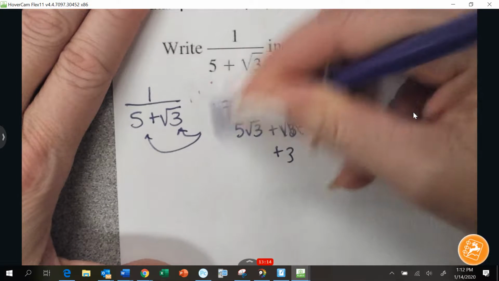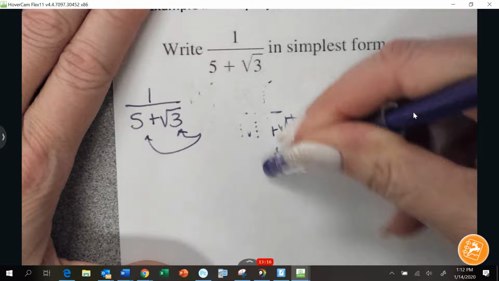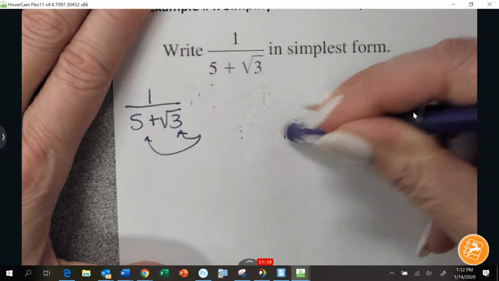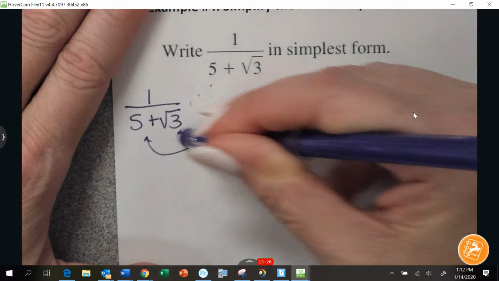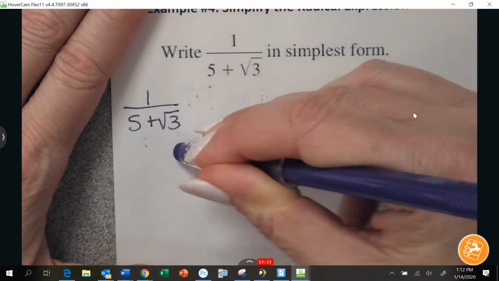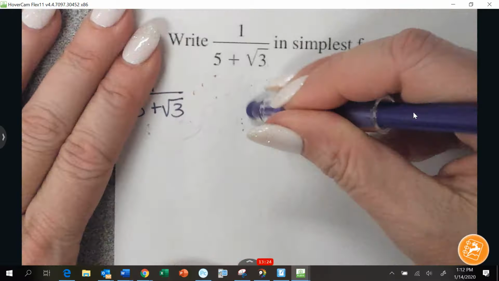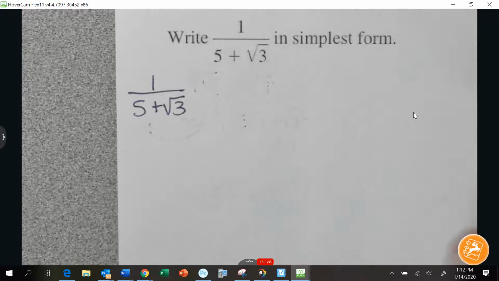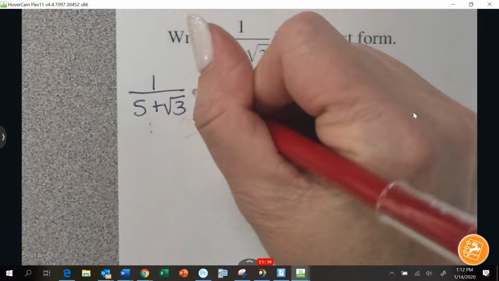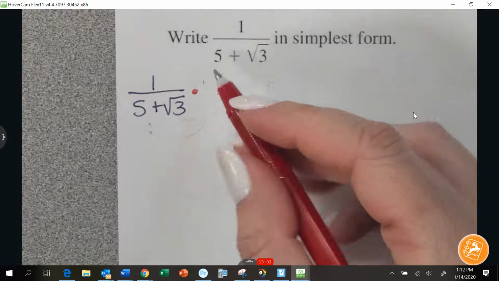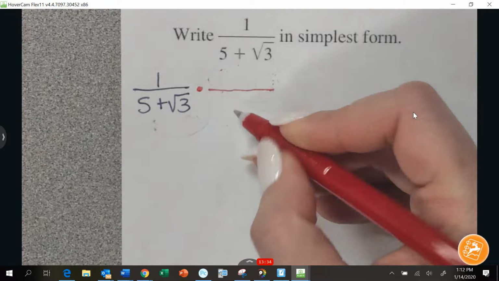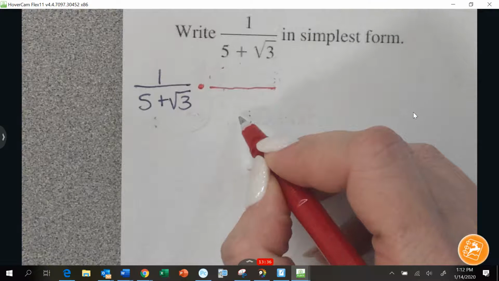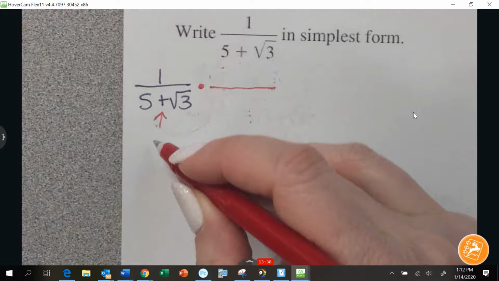we've got more work. So this is where my conjugates come in. If you have in the denominator a binomial with a radical, you will multiply by a value of 1, so it doesn't change how much this fraction is worth. You're going to multiply by a value of 1. But what that value will be on top and bottom will be the conjugate of the denominator.